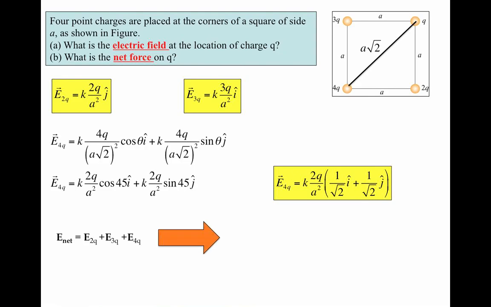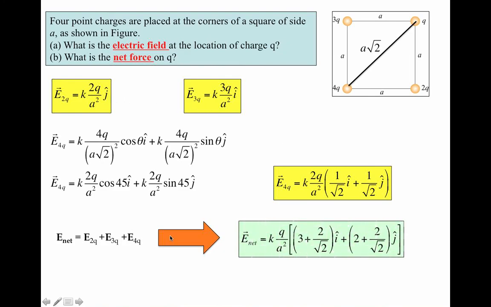All right, when I add, all I need to do is add these three guys. That means I add the i hat together. So this is 3. I'm just going to factor kQ squared out. So that means 3 plus 2 over square root of 2. That's along the i hat. And then along the j hat, I have 2, and then I have 1 over the square root of 2, or sorry, 2 over the square root of 2, and you can work that out and find the net electric field, the magnitude and the direction of the net electric field.